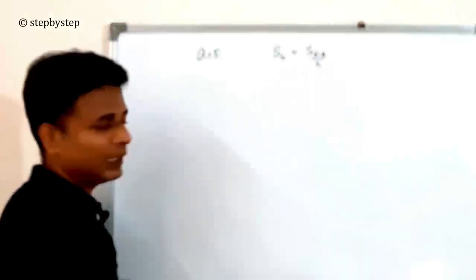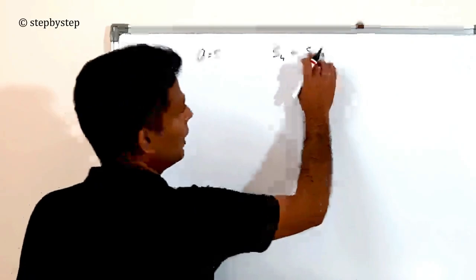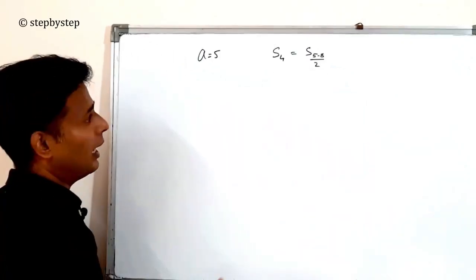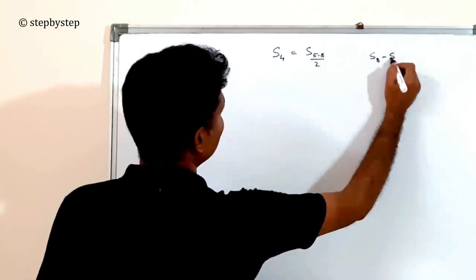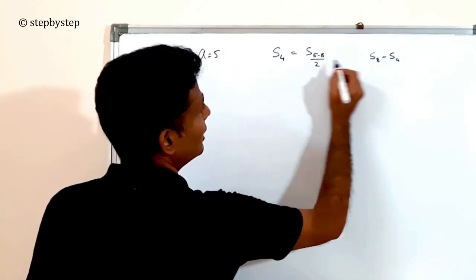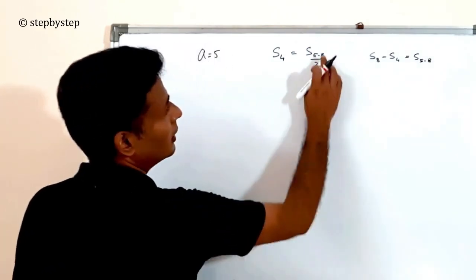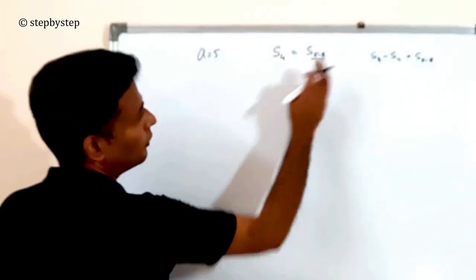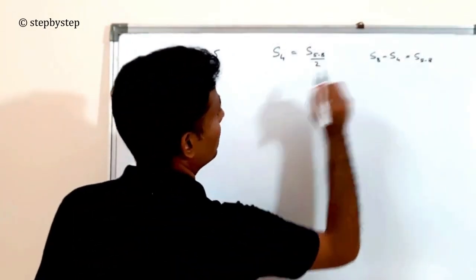and they have given us one condition to form one equation for one unknown. But now what is the sum of the next 4 terms? How will we find this? The sum of 8 terms minus the sum of 4 terms will be the sum of terms from 5 till 8. Sum of 8 minus sum of 4 will give us the remaining sum.